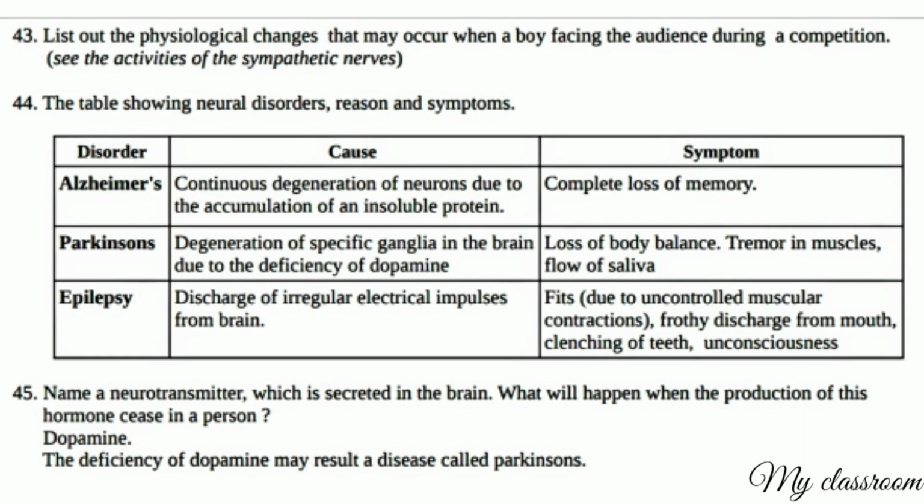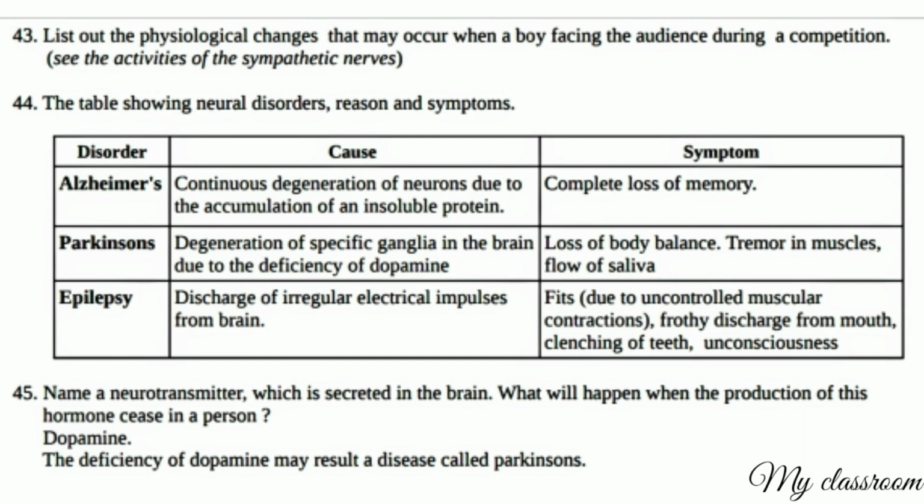Alzheimer's disease. Continuous degeneration of neurons due to the accumulation of an insoluble protein. And the symptoms include complete loss of memory. Parkinson's disease. Degeneration of specific ganglia in the brain due to the deficiency of dopamine, which is a neurotransmitter. Symptoms include loss of body balance, tremor in muscles, flow of saliva.